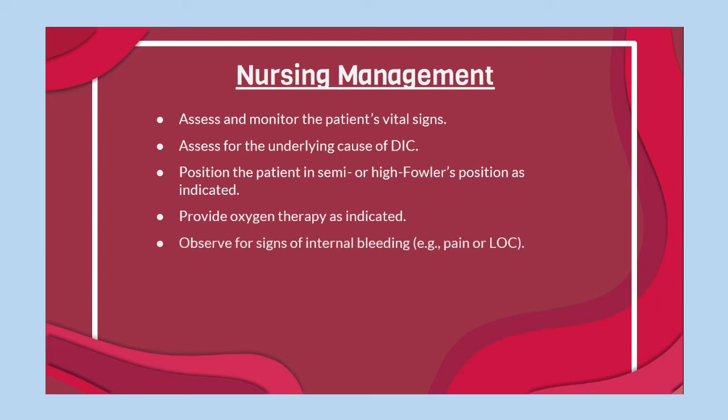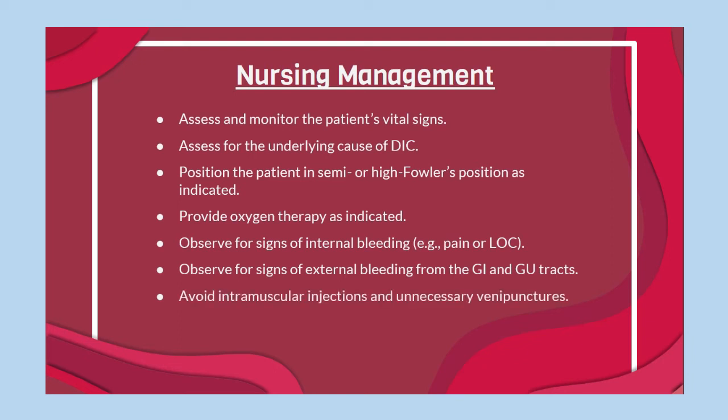Observe for signs of internal bleeding like pain or level of consciousness changes. Observe for signs of external bleeding from the GI and GU tracts, or the gastrointestinal and the genitourinary tracts. Avoid intramuscular injections and unnecessary venipunctures. And lastly, administer medications as prescribed. Then again, there are still more that you can do for patients with DIC.